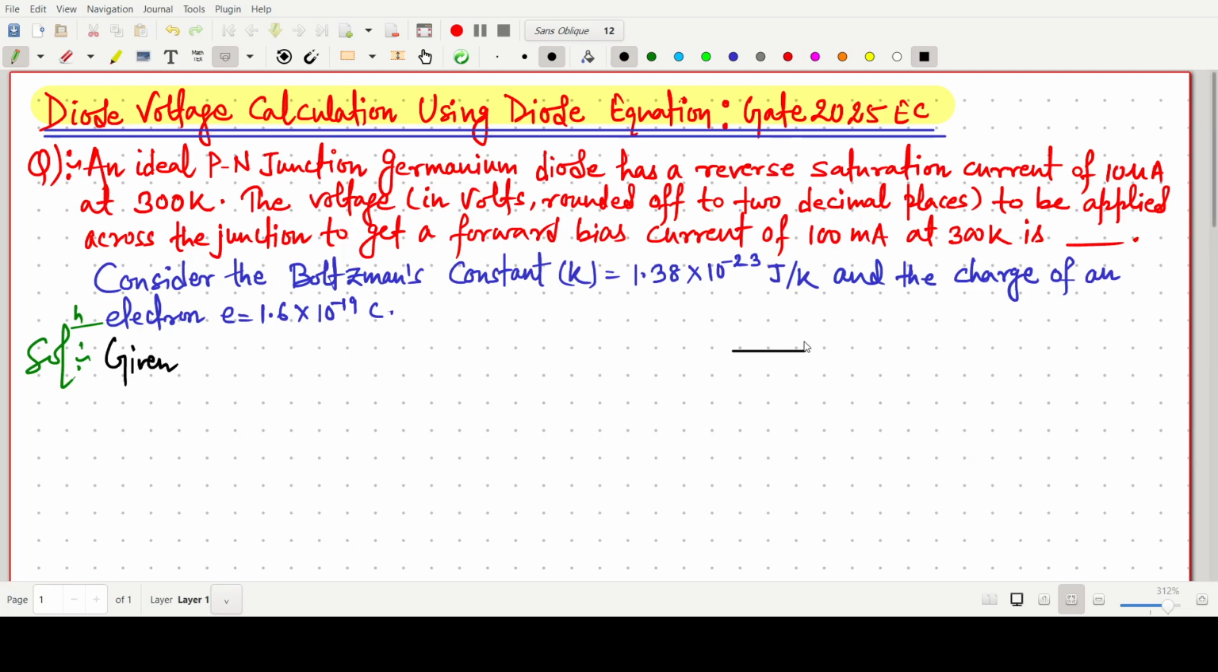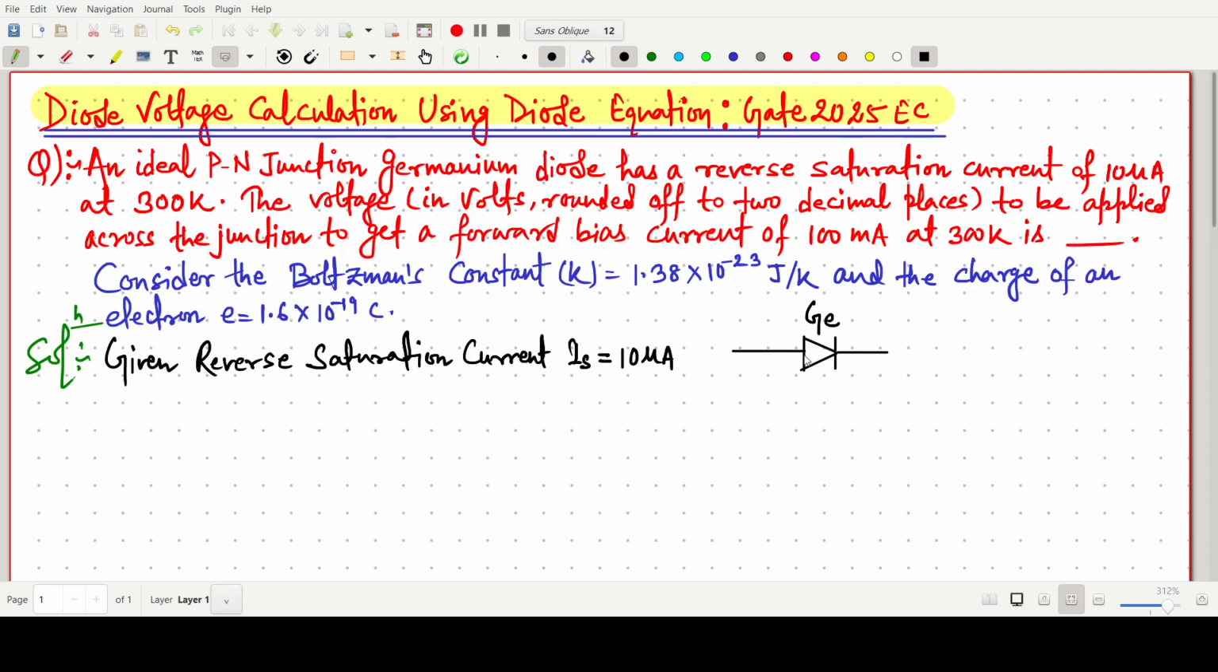First of all, there is a diode. Okay, so I am making a diode, and this one is our germanium diode. And in the question, an ideal p-n junction germanium diode has a reverse saturation current. So the reverse saturation current is given. I am writing reverse saturation current, that is our Is, you can say it as Is, and it is given 10 microampere.